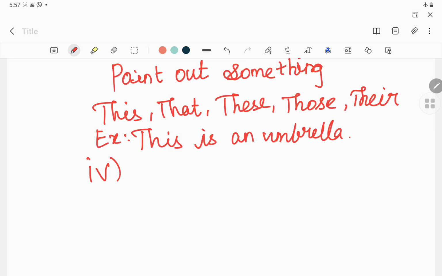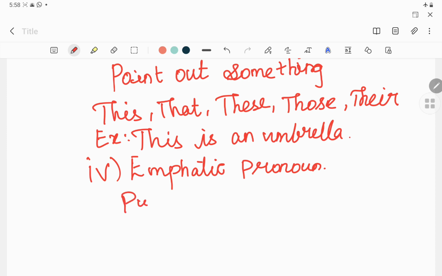Okay, this is an umbrella is an example, and the fourth one is the emphatic pronoun. What do you mean by emphatic pronoun? It will give emphasis to the pronoun. Emphasis means ஒரு விஷயத்தை வந்து உயர்த்தி சொல்கிறது. உயர்த்தி சொல்கிறதுனா உங்களோட செல்ஃபை நீங்களே உயர்த்தி சொல்கிறது வந்து emphatic pronoun அப்படின்னு சொல்லி வரும். Emphatic pronoun puts emphasis on the subject.